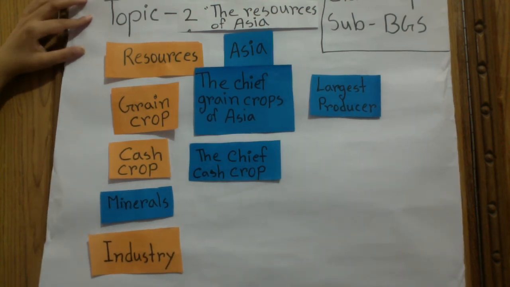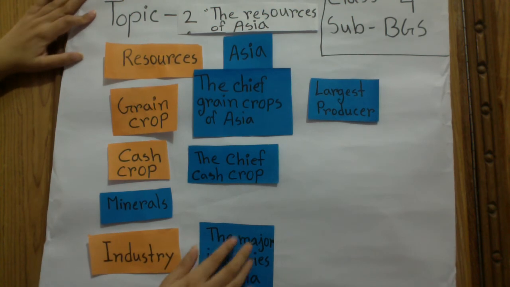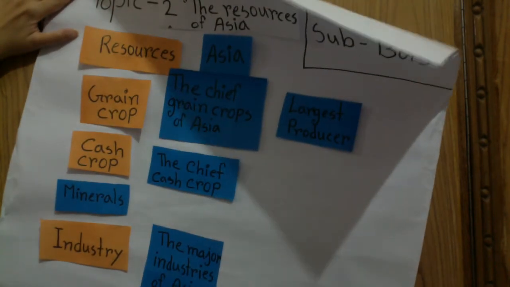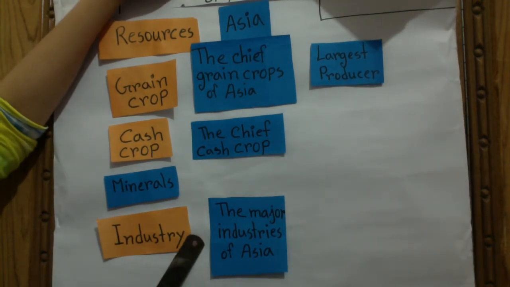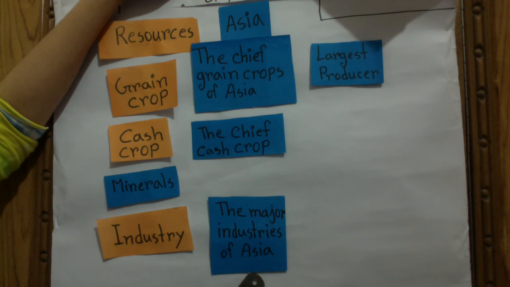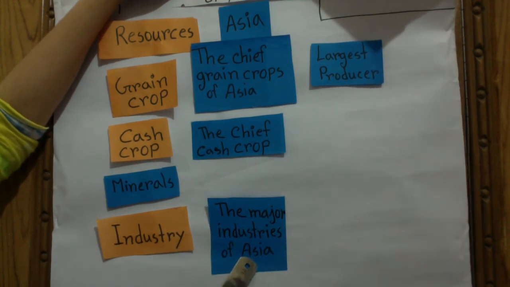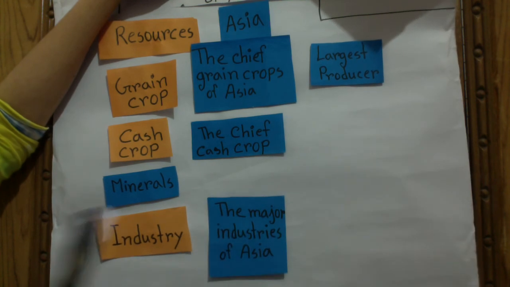Now we will learn something about the major industries of Asia. What are the major industries of Asia? The major industries of Asia are iron, steel, cotton, paper, jute, etc. This is the name of the major industries of Asia.